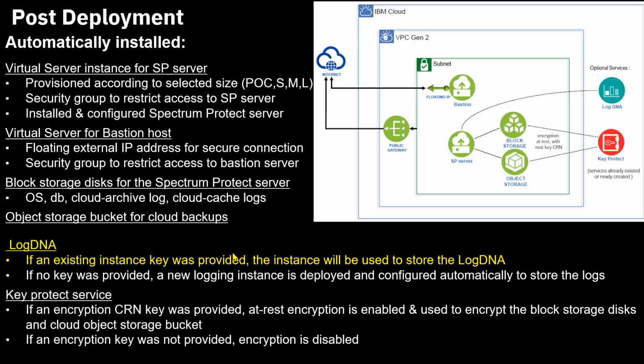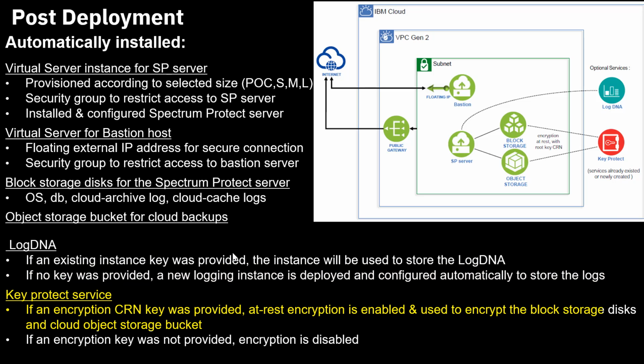If an existing key was provided, then that instance can be used to store the logs that are generated. And these are logging information not only during the installation, but also while that Spectrum Protect server is up and running. These are the types of logs that support might need if there is some type of issue they've got to help debug. Now, if you did not provide a key for the LogDNA, then a new instance is going to be deployed and configured automatically to store those logs.